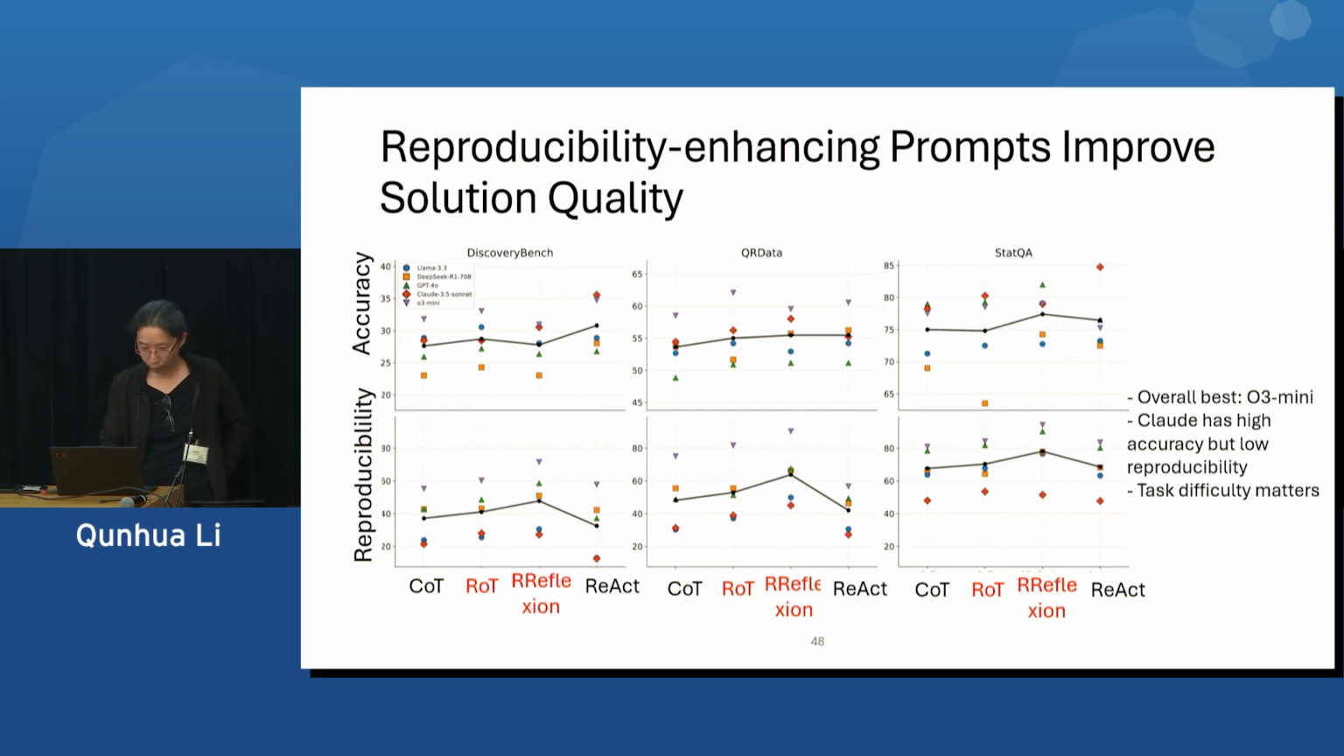And also, as you can see, we have 3 data sets with different difficulty levels. So the y-axes are on different scales. So the discovery bench, the hardest test, with the questions with the most ambiguity, has the lowest accuracy and reproducibility, and then the most straightforward, StackQA, has the highest in both.